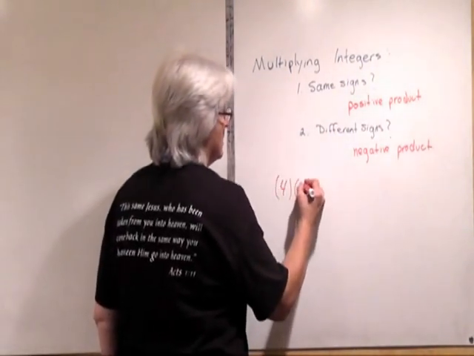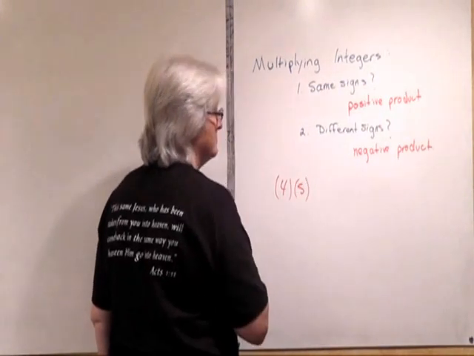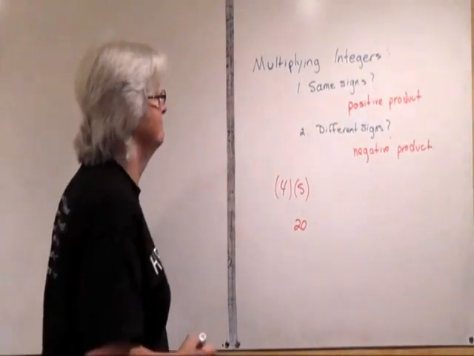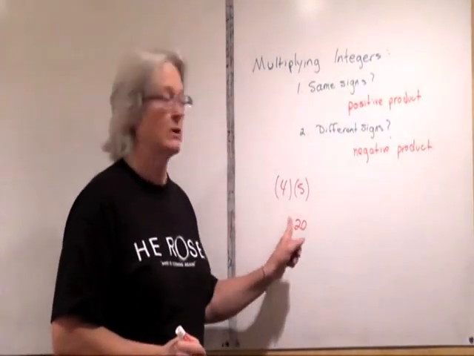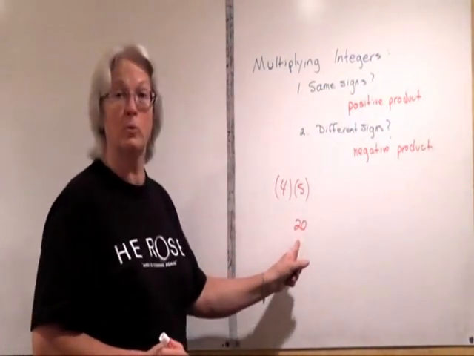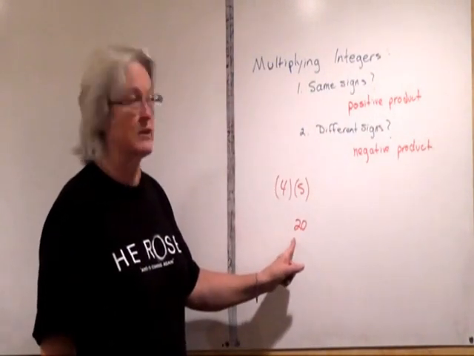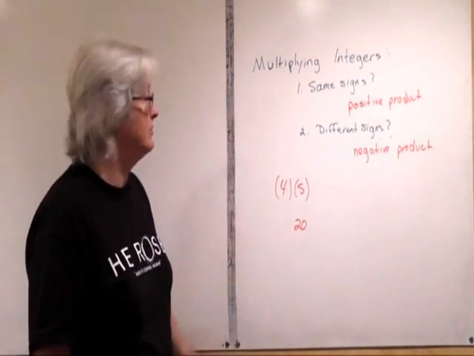4 times 5 is 20. Positive 4 times a positive 5. You multiply the numbers together, ignoring their signs. And if the sign is the same, you keep the same sign.